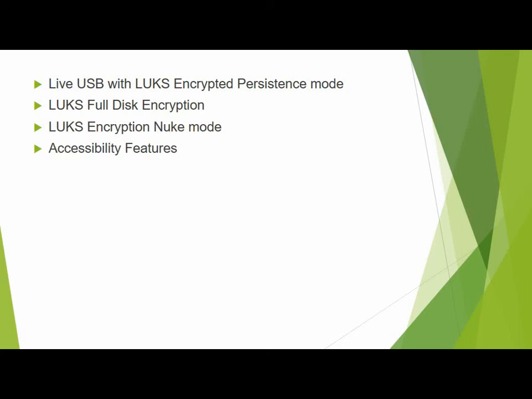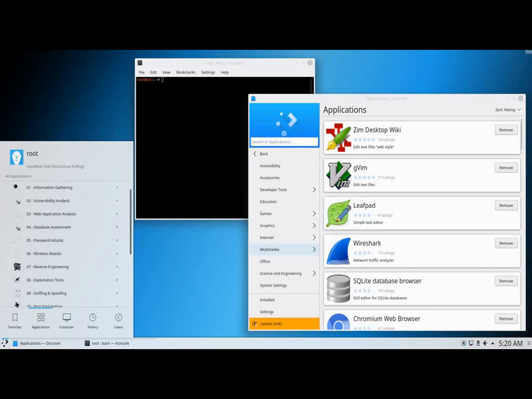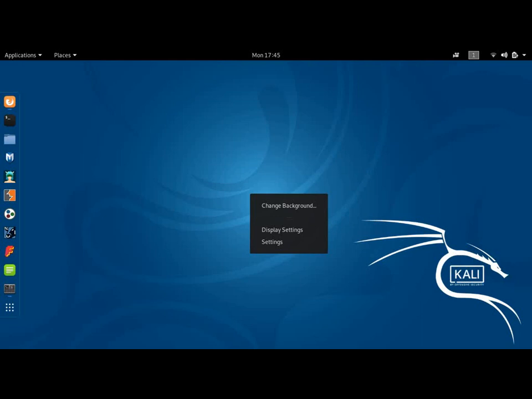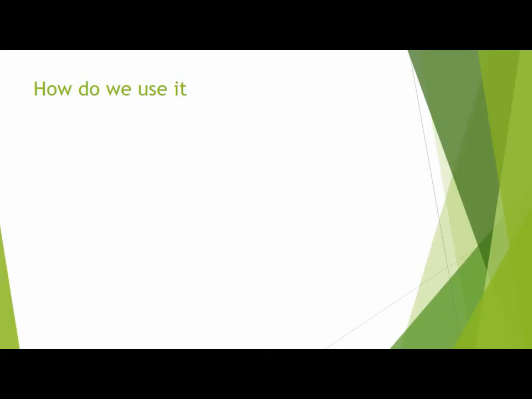Accessible features. A visually impaired person can use this. It has voice features. This is the desktop environment called Plasma, and this is called GNOME. You can see the difference in the desktop, but the underlying functionalities are the same.